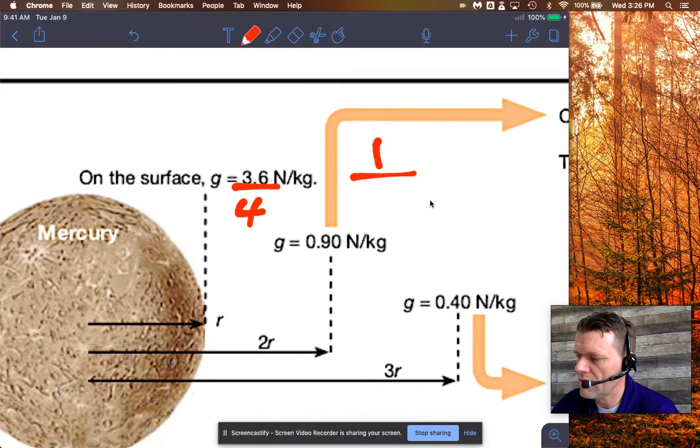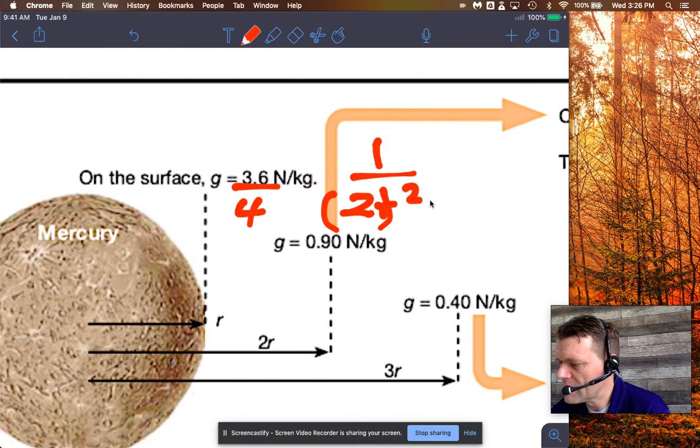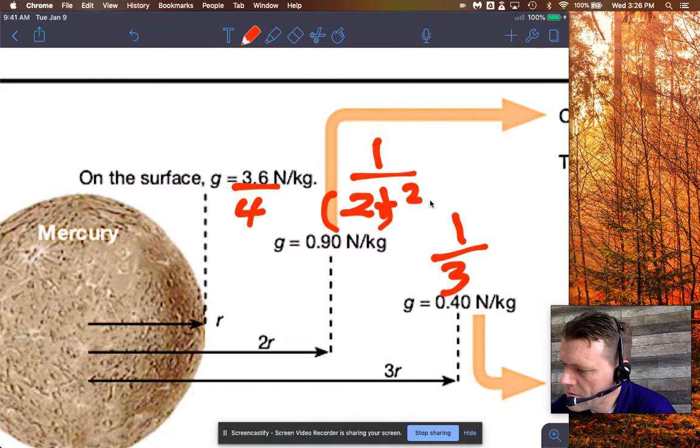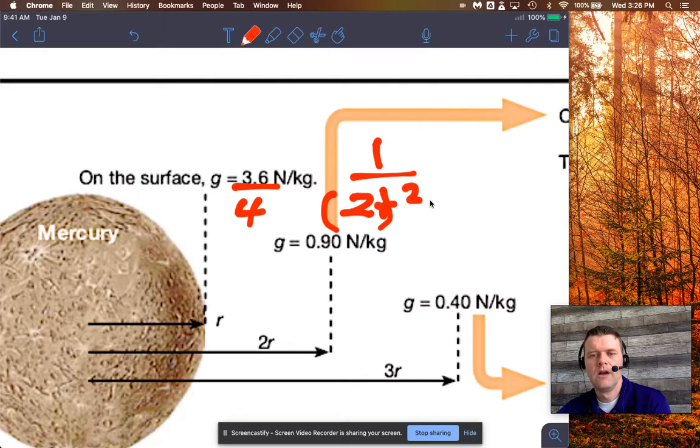because by doubling the distance, it's really 1/2r, but that gets squared. So 1/2r squared would be, the factor would be 1/4, and the same if you triple the distance. So 1/3r, if you square that, which you have to, it's 1/3r squared. So you'll note that at 3 times the distance from Mercury, the gravitational field has been cut by 1/9. You would have taken 3.6 in effect, and you would have divided that by 9, because that's the equivalent of 3 squared.